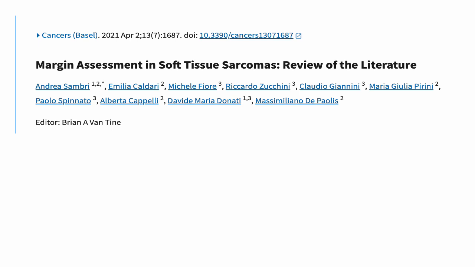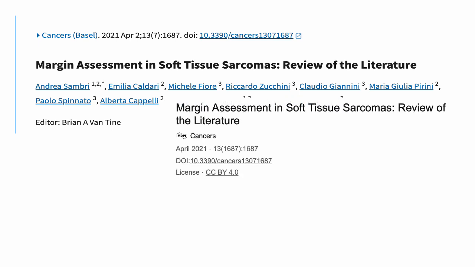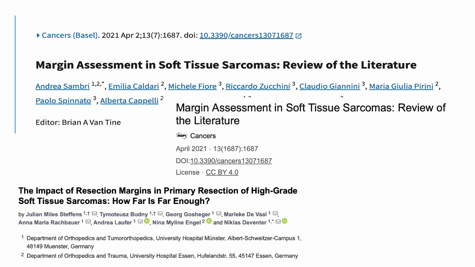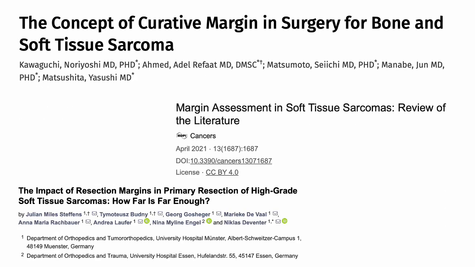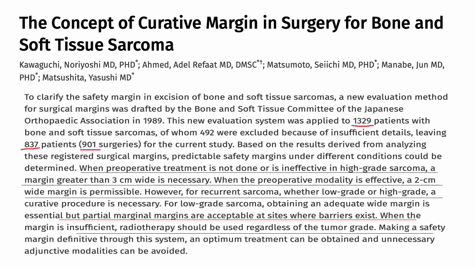So much of my talk has been derived from the article by Samri et al. from 2021, and then other articles like this from 2025, and another by Miles et al. All these boil down to the single point that was given by the very preliminary study by Kawaguchi, the concept of the curative margin in surgery for bone and soft tissue sarcoma.